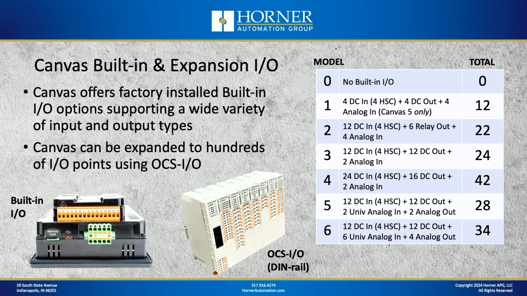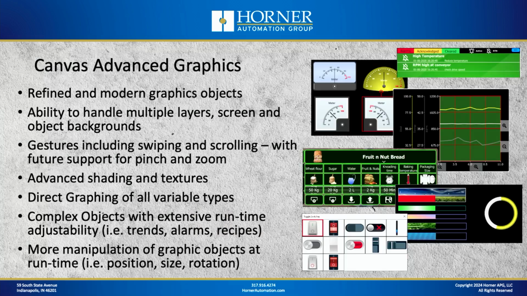Now, if you want to have your I/O distributed on the machine, or maybe fully located in the backplate, you can also add what we call OCS I/O, which is our expansion I/O system. In that scenario, when you add OCS I/O, you could potentially add hundreds and hundreds of I/O points for a really large I/O system because Canvas has the horsepower to support that.